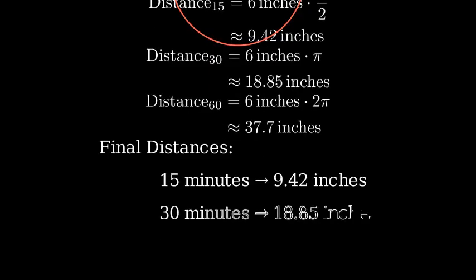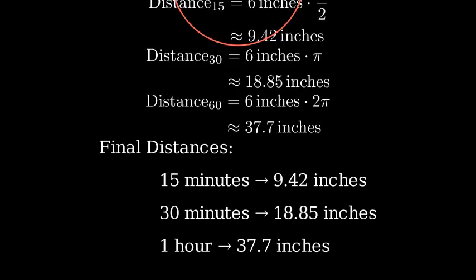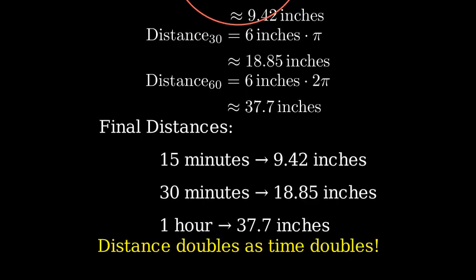Let's summarize our findings. In 15 minutes, the tip travels 9.42 inches. In 30 minutes, it travels 18.85 inches. And in 1 hour, it travels 37.7 inches. Notice that the distance doubles from 15 to 30 minutes and doubles again from 30 minutes to 1 hour. This makes sense because the angle covered doubles each time.